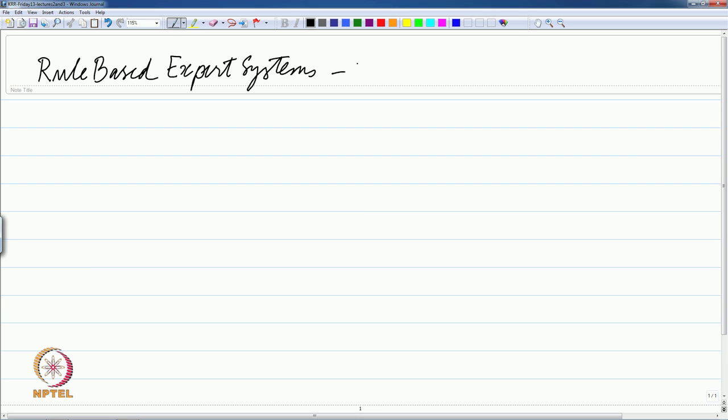So, these are, as we said, forward chaining, and one of the terms which they use, which was quite impressive, was they call it pattern directed inference systems.